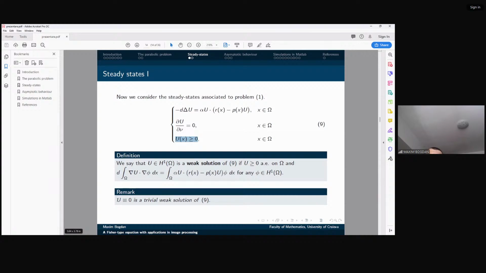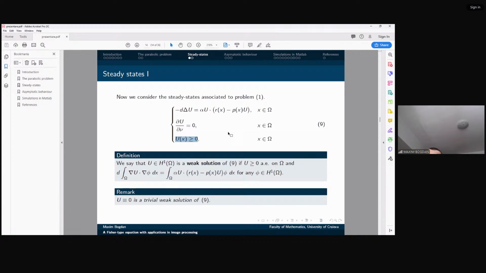It is trivial to remark that 0 is a solution to this equation. If you put u equals 0, then we are done. But this will be called the trivial solution. And another main result is that this elliptic equation has a unique, strictly positive solution.